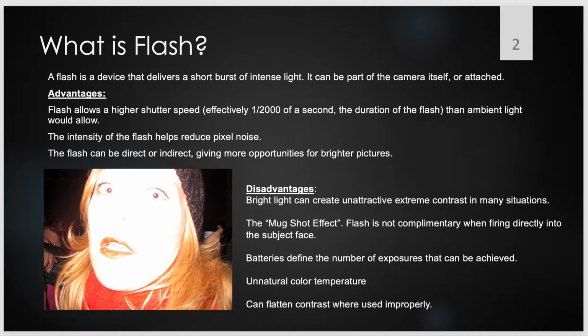It can also have some negatives, right? So you see the photo of the woman, she's got red eye. Flash can also be too bright, and it may not sync properly with the camera. It can also sometimes create an unnatural color temperature. And so, in order to avoid some of these things, we're going to talk about how to use it properly.